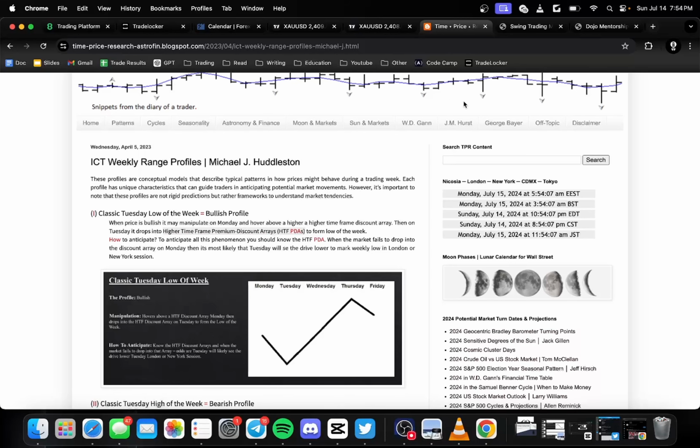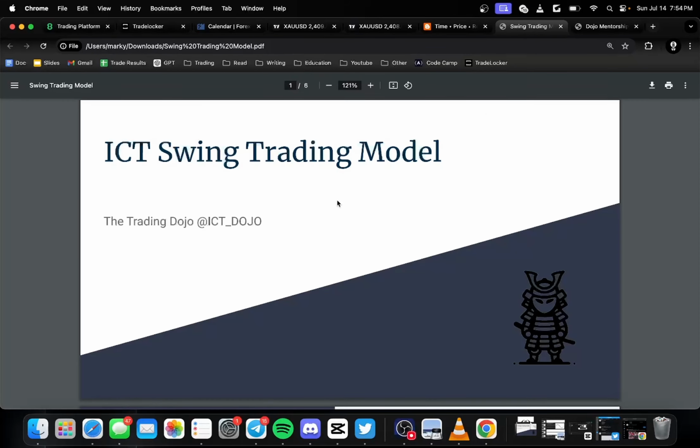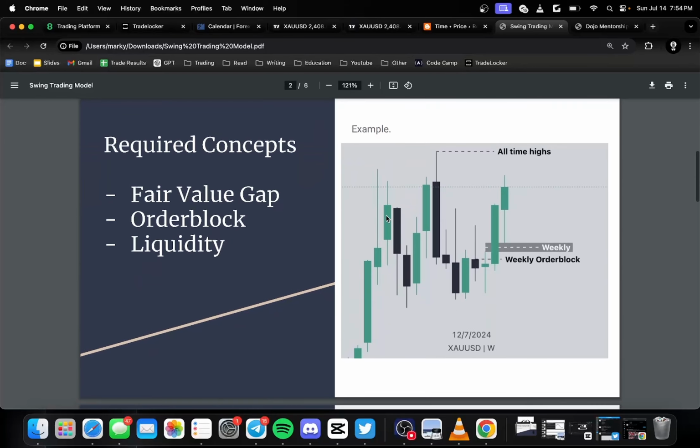You're going to need an understanding of some specific concepts to utilize the weekly range profiles. These concepts are taught by ICT. These are the fair value gap, order block, and liquidity. Here I have an example of utilizing each of those. I don't exactly use them here, but I marked them out because these are levels that I would anticipate the market to draw to and reverse from. So in this case, I would wait until the weekly range comes down into this weekly fair value gap and then runs towards all-time highs.